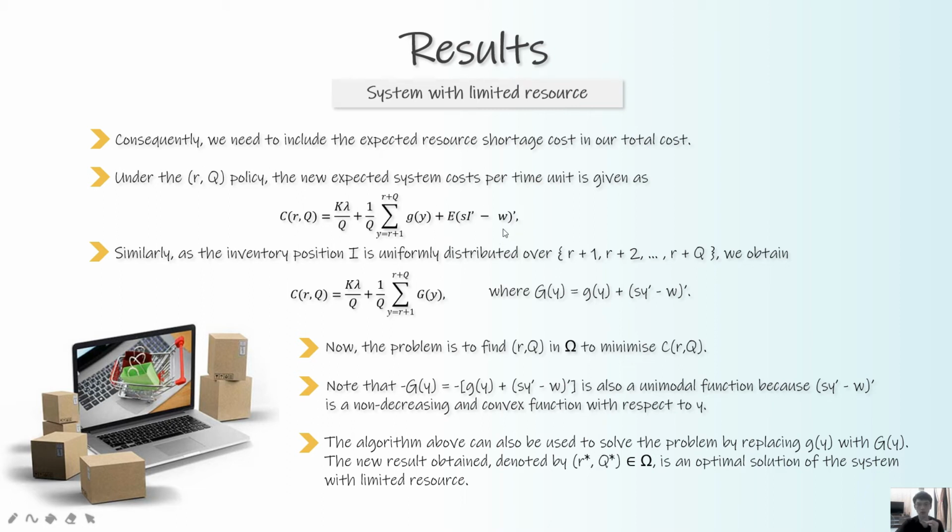What we need to do next is also to use the algorithm to find the optimal R, Q, because we can see the function g(y) is also a convex function and the negative of this function is also a unimodal function. So we can just apply the algorithm that I introduced before to find the optimal R, Q to minimize our C(R, Q). To understand more about this algorithm, we will further explain by using a suitable numerical example and also explain by using coding and Excel afterward.